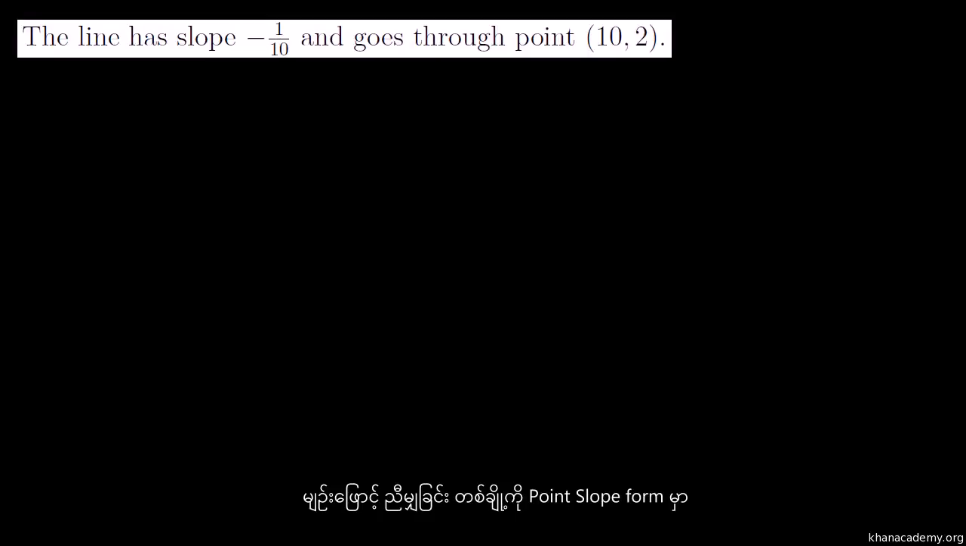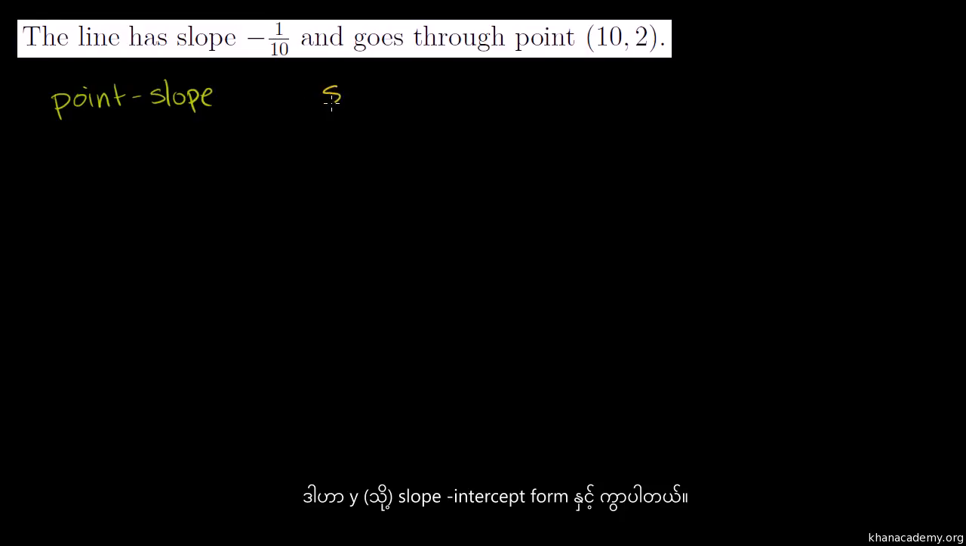Let's do some equations of lines in point-slope form. Point-slope is different from slope-intercept form, but they really are just two different ways of writing the same equation. We'll see that with a couple of examples.